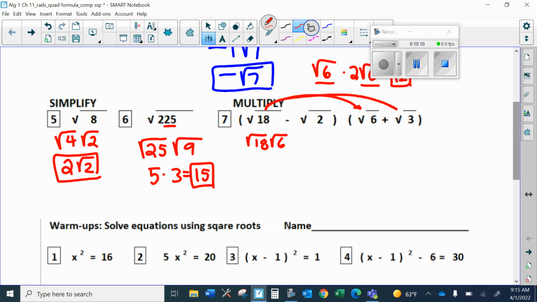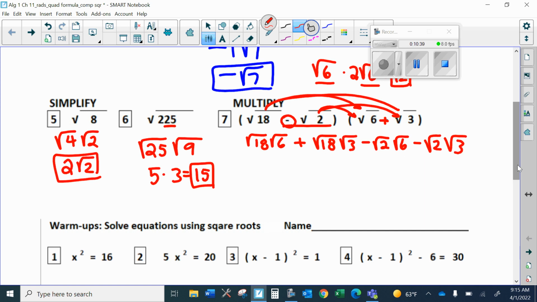Then I have root 18, it's a plus, so it's still plus root 18 times root 3. Then I have this minus root 2. Don't forget to have that negative sign with it. So minus root 2 times root 6. And then I have minus times a plus is also minus root 2 times root 3. Make sure you draw your arrows so you don't forget.